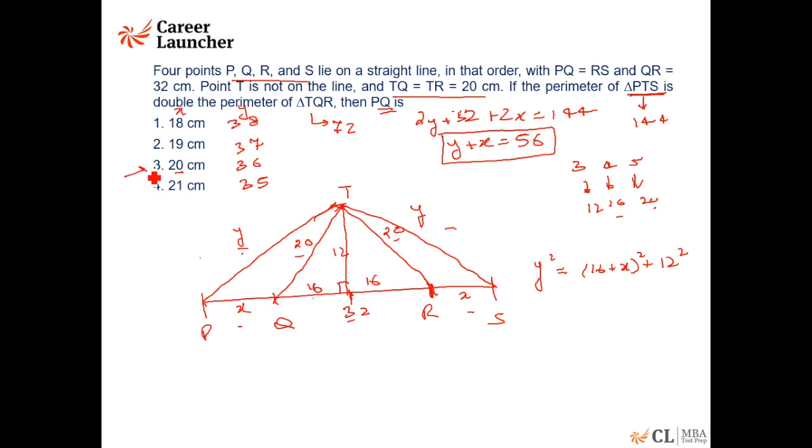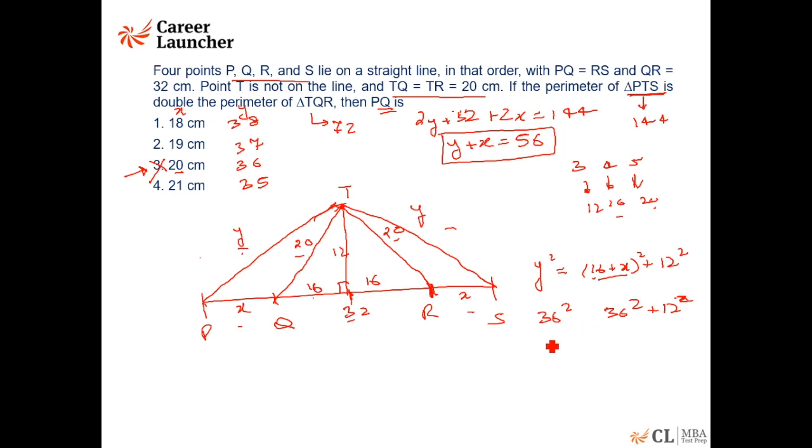So let me start with choice 3. If x is 20 and y is 36, what do we get? If x is 20 and y is 36, we get 36 square on the left hand side. Right hand side is 20 plus 16, 36 square plus 12 square. This is obviously wrong.